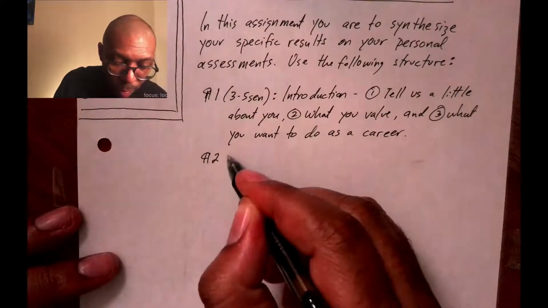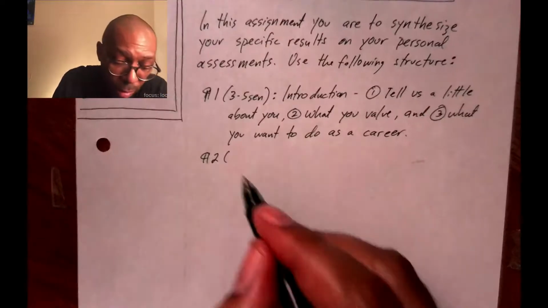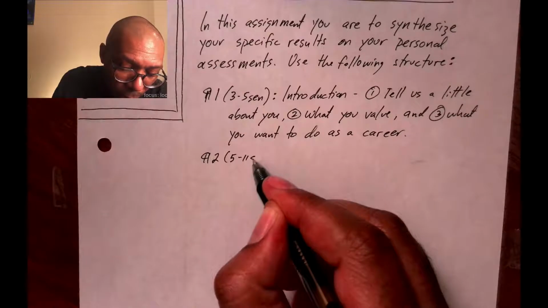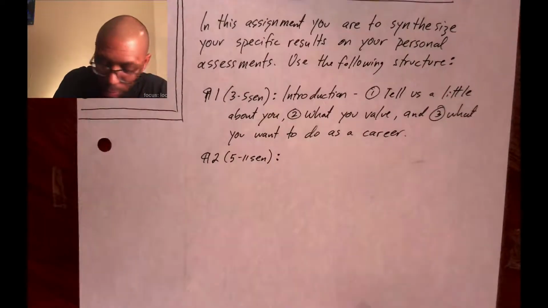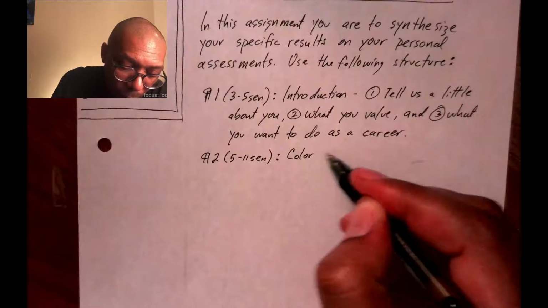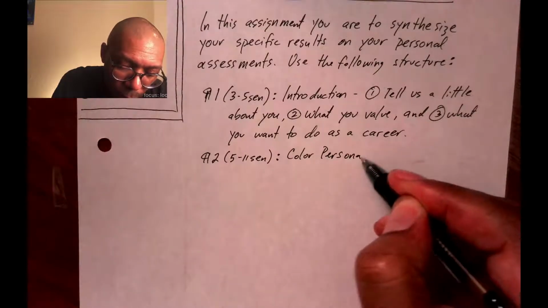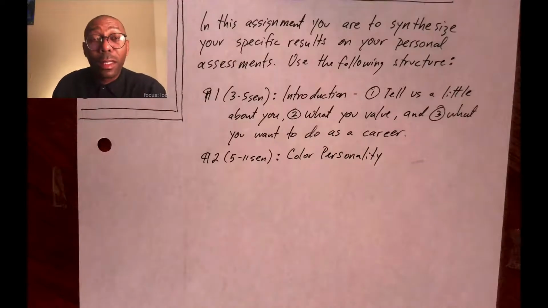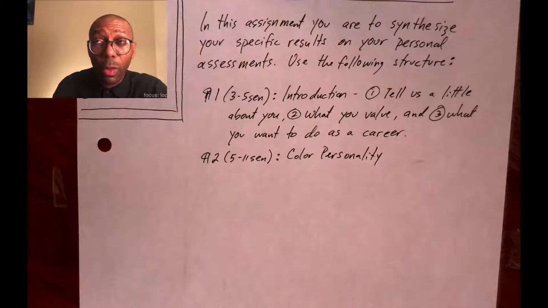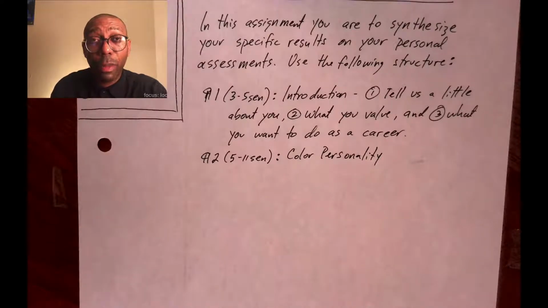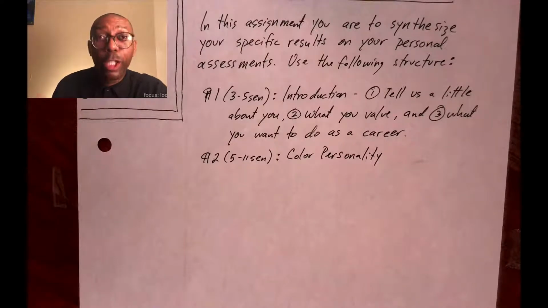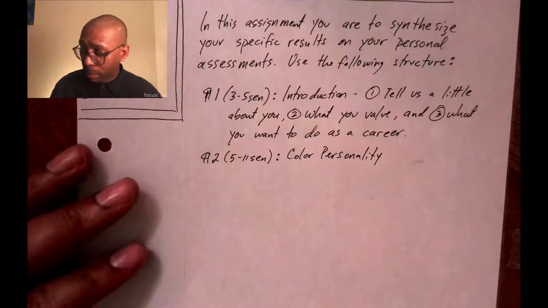Paragraph 2 is going to be anywhere from 5 to 11 sentences. And this one is going to be about your color personality. Now, 5 to 11 sentences is a big range. And so I want you to know that I want you to stay within that range. This paragraph should be at least 5 sentences if you want full credit, and it should be no more than 11 sentences. I know some of you can get into a groove and kind of just flow maybe far too long, so make sure that you also limit your writing.